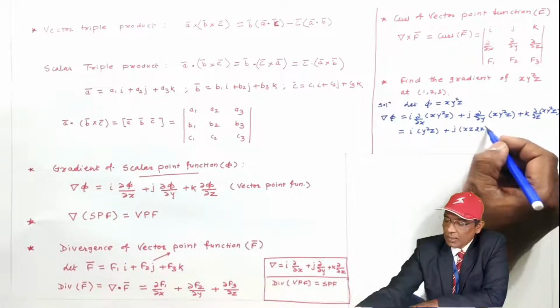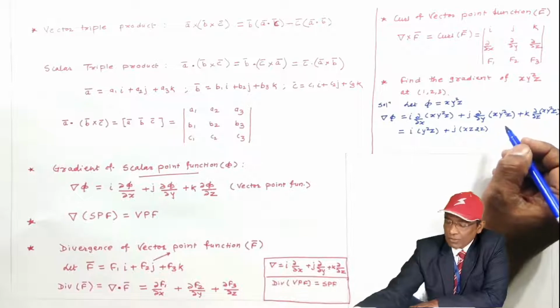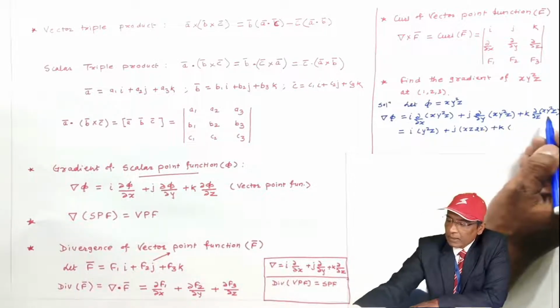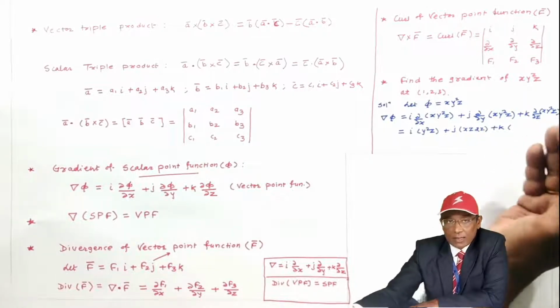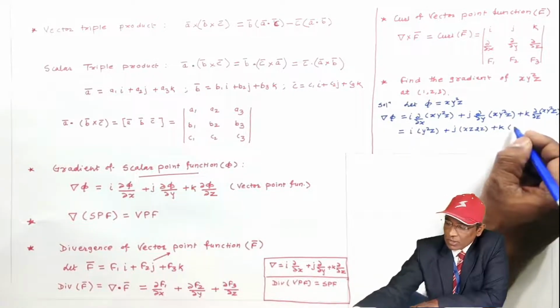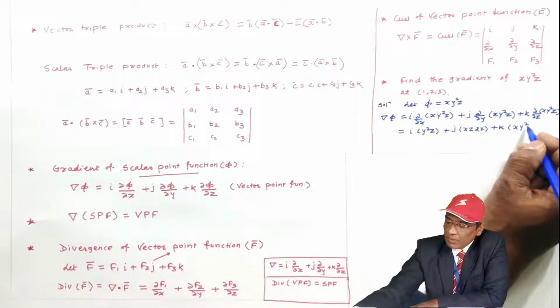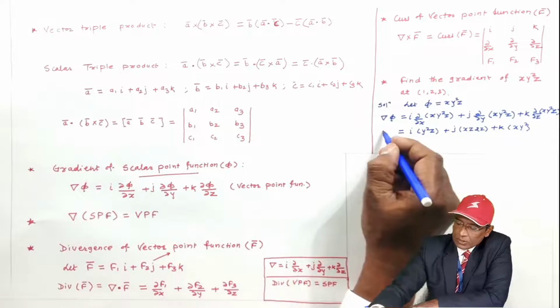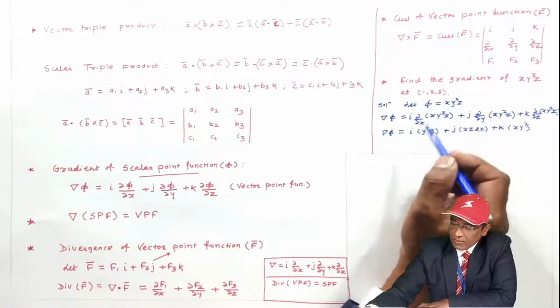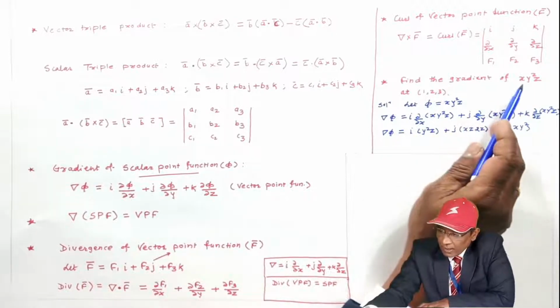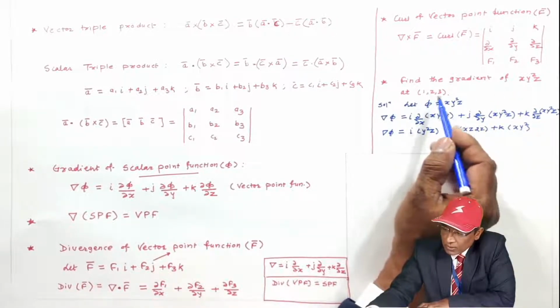Otherwise you will be in confusion. What is z and what is 2? Plus k multiplied by the derivative with respect to z keeping x and y constant. Here x and y square are multiplicative constants, and derivative of z with respect to z is 1. So this is gradient of phi. Phi is given and this is gradient of phi. But here I have to find the gradient of phi at the point 1, 2, 3.